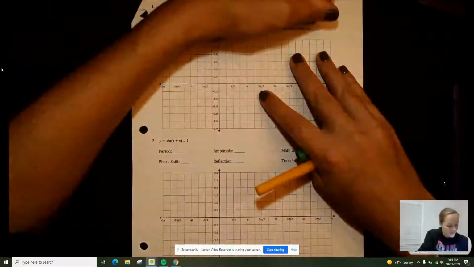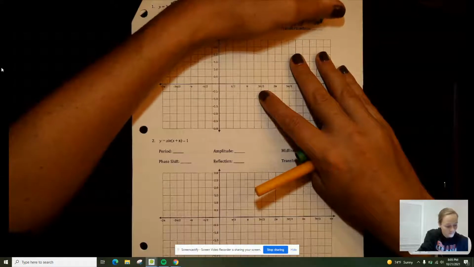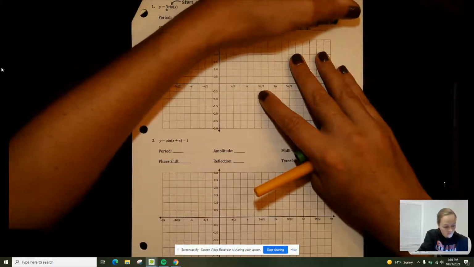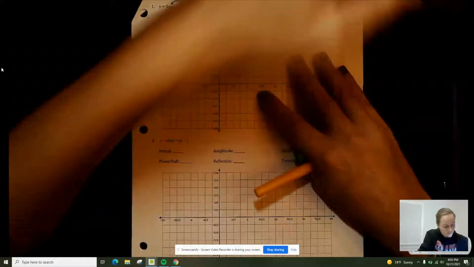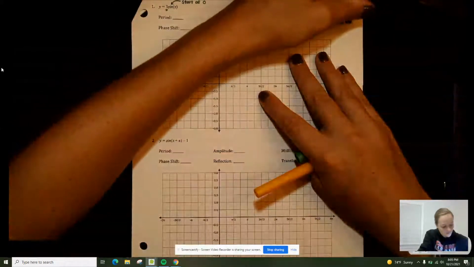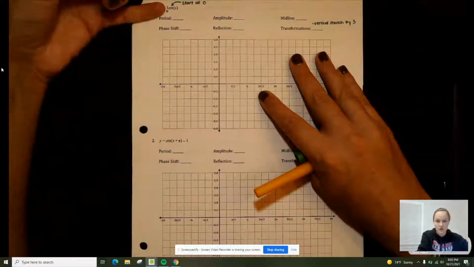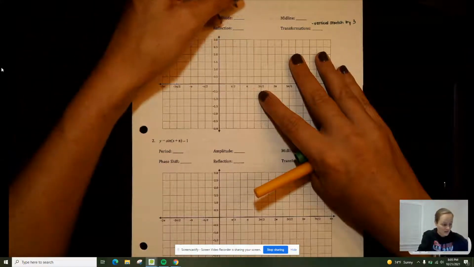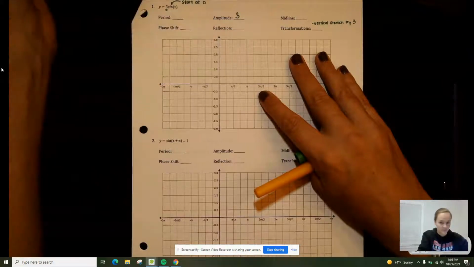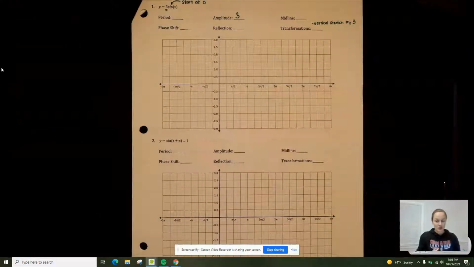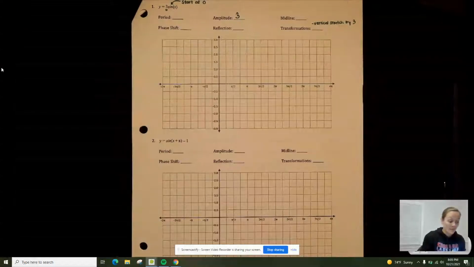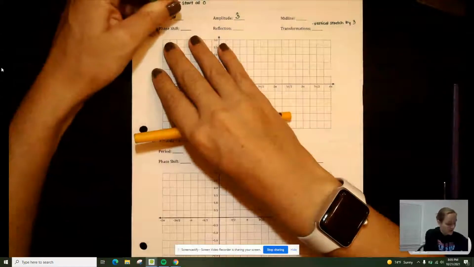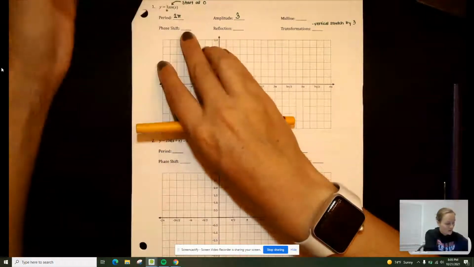That is a vertical stretch of 3. And that's actually the only transformation I see there. So a vertical stretch of 3 tells me that my amplitude is going to be 3. That's what's changing. The period doesn't change because there's no horizontal stretch or shrink, so the period's going to remain 2 pi. There's no phase shift.